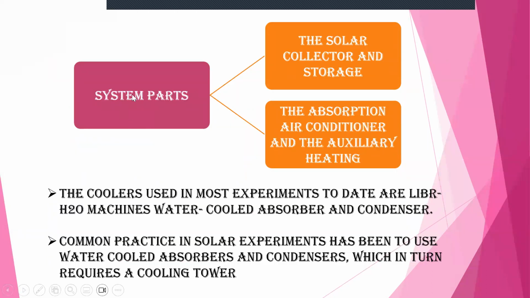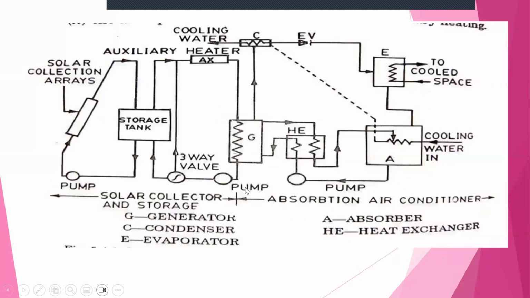Now this system is divided into two parts: the solar collector and storage, and the solar absorption air conditioner with auxiliary heating. That is what we have seen here. Now see the operation of the air conditioner. Generally, the operation of the air conditioner with flat plate collector and storage system is the common approach of solar cooling. The generator is made as an absorption cooler which is supplied with heat by a fluid.